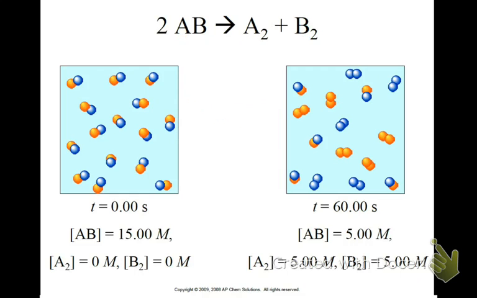And if we look right here, it's given us the concentration. So initially we have 0 A2 and 0 B2 and 15 molar of the AB. After 60 seconds, we have 5 molar of AB left, and we now have 5 of A2 and 5 of B2.